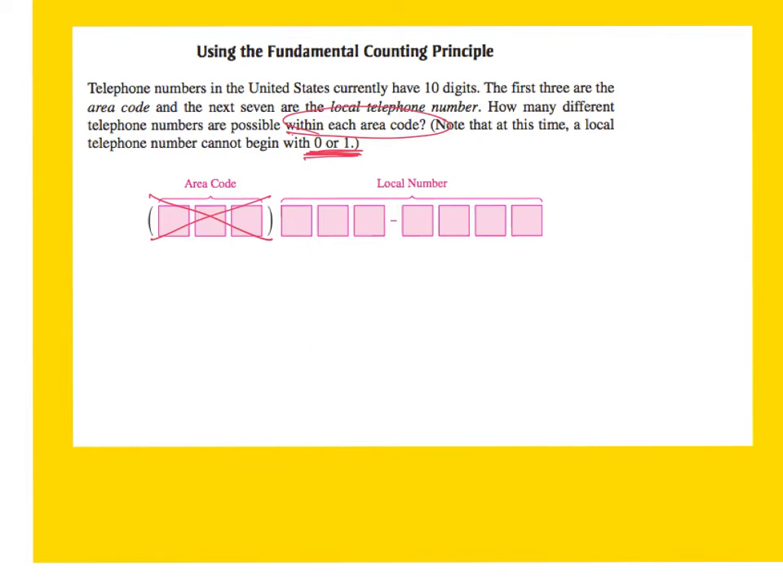Now, how many numbers would I have to choose from for this first digit of my telephone number? I have 8 to choose from. Why is it only 8? Because I can't be 0 or 1. How about my second one? 10. How about my next one? 10. And my next one, and my next one. All right, so I have an 8 followed by how many zeros? 6 zeros. So how many different ways is it? 8 million different ways to find a telephone number within that area code.